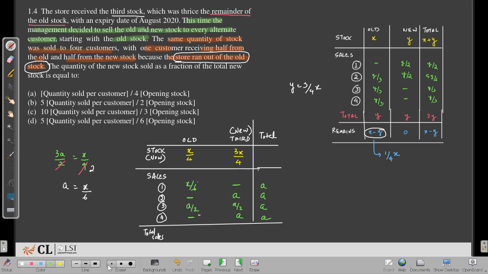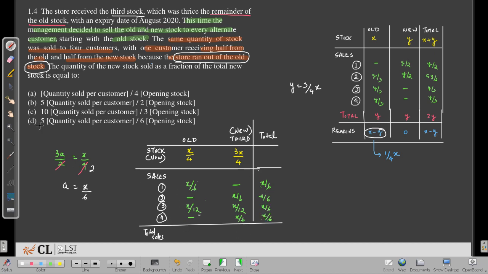Therefore, A by 2 would be equal to X by 12. Let's put it that way. A would be equal to X by 6, and A by 2 will be equal to X by 12. So we can change that information here. We have X by 12 and X by 6, and all of these fellows would have got X by 6 each. And that's what it is.